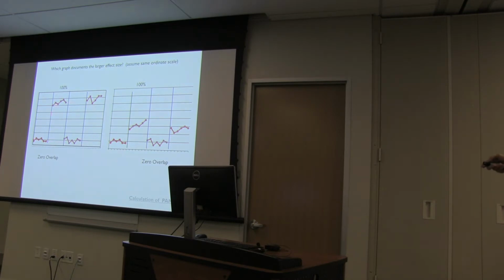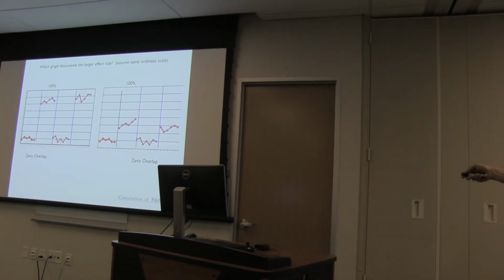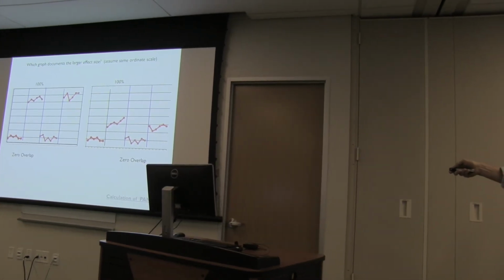So here's two sets of data. I would argue that this effect is greater than this effect, assuming that the ordinates are the same. But they both have exactly the same overlap, so you've got a ceiling effect to your effect size measure. All right. Basically, that's just a very simplistic example of why we're very cautious about overlap measures.